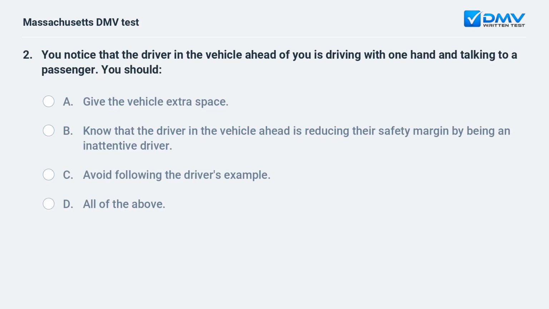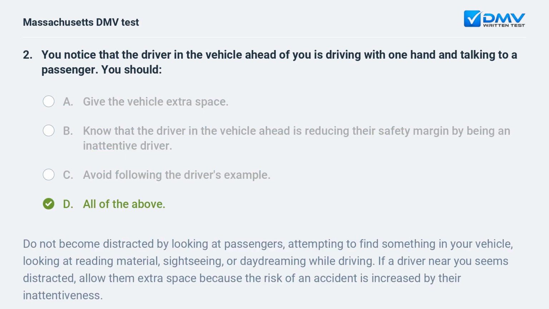You notice that the driver in the vehicle ahead of you is driving with one hand and talking to a passenger. You should: A. Give the vehicle extra space. B. Know that the driver in the vehicle ahead is reducing their safety margin by being an inattentive driver. C. Avoid following the driver's example. D. All of the above.